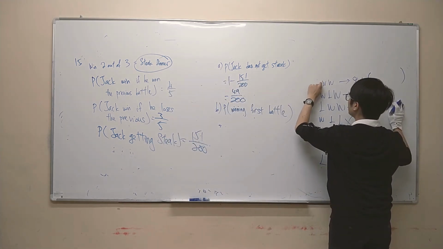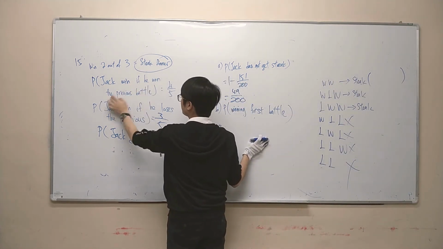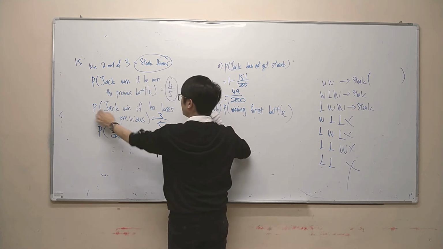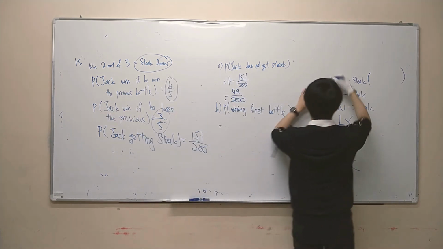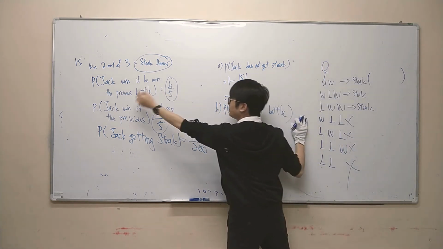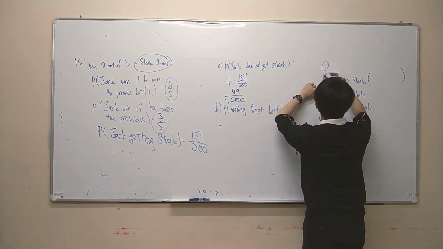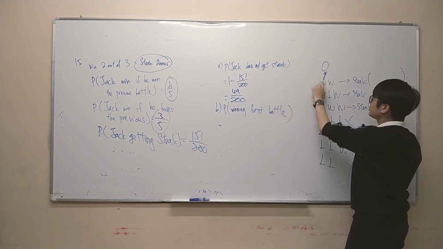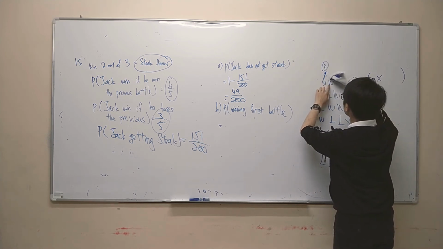What is the probability of winning first? Okay, look here. The probability of Jack winning if he won the previous battle is 4 over 5. The probability of Jack winning if he loses is 3 over 5. But what about the probability of him winning first? This one is 4 over 5 if he won the previous, and if he lost the previous, it is 3 over 5. But for the first game, he has not even played, so we don't know. So we call it P. So we just put P times the probability of the next one.